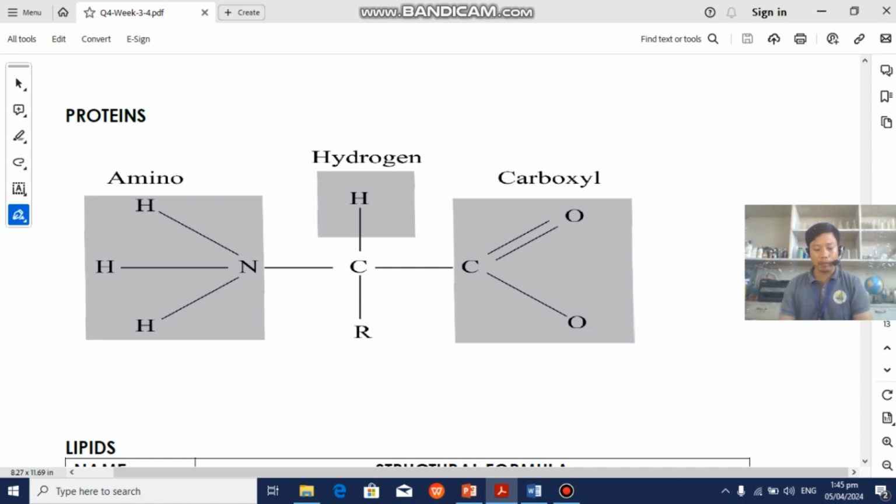For carbohydrates, the acronym is CHO. For proteins, the acronym is CHONS, meaning carbon, hydrogen, oxygen, nitrogen, and sulfur. So these are the different elements present in proteins. Can you now identify the different elements? Of course, it is very simple.